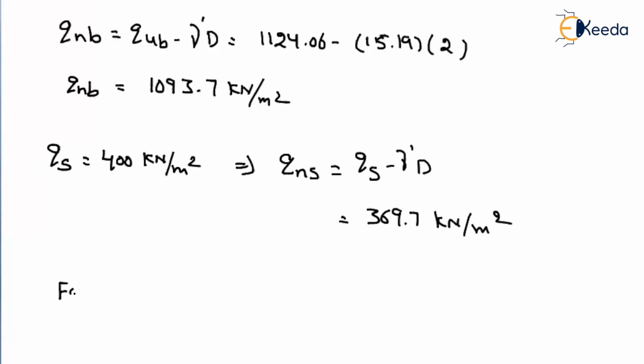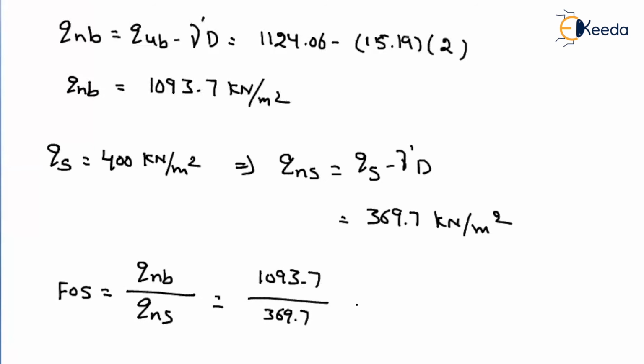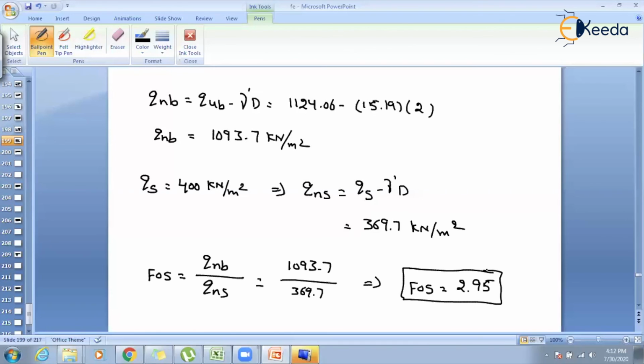From this, what is the factor of safety? Factor of safety will be the capacity divided by the applied load. Here the capacity of the foundation is represented by the net bearing capacity, and the net pressure we are applying is Qns. So 1093.7 divided by 369.7, and we get the factor of safety as around 2.95. So this problem depends upon the ultimate bearing capacity, and also on the load, that means the pressure acting on the soil. Hope you understood. Thank you.